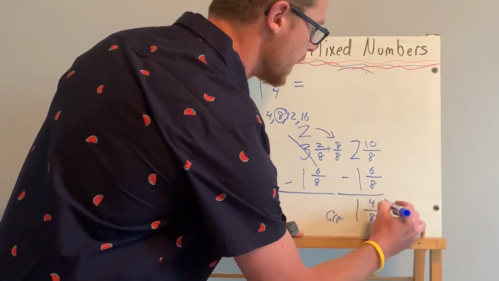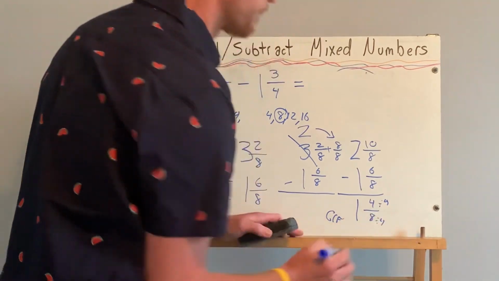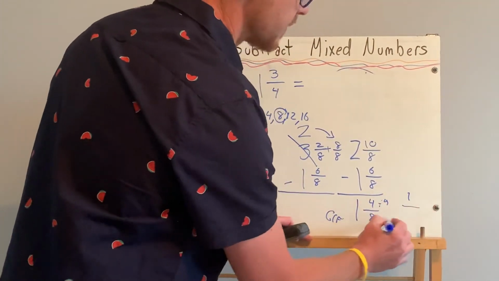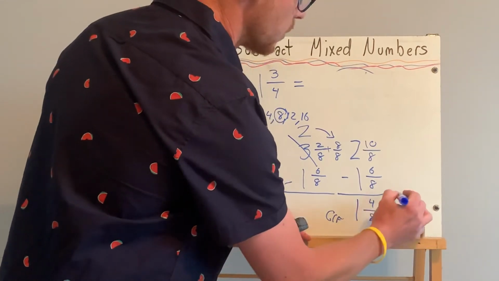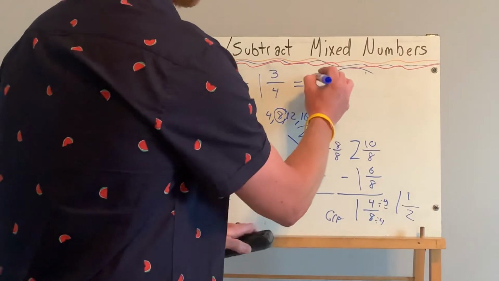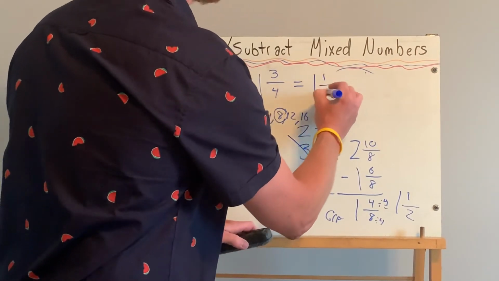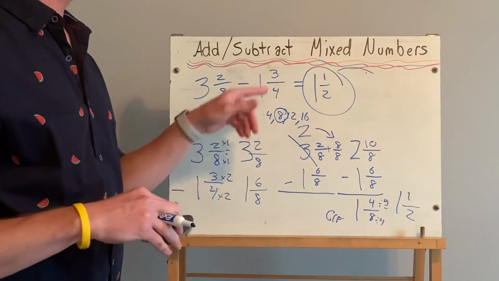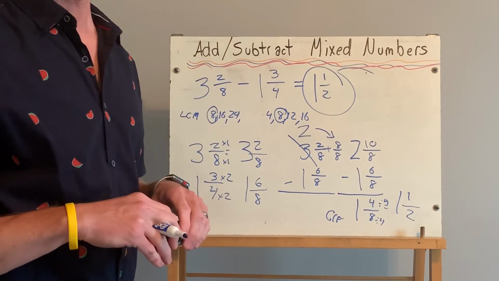So I'm going to use that to simplify. 4 divided by 4, well, that's 1. 8 divided by 4 is 2. And our whole number's got to come over as well. So our answer is 1 and 1/2. So to my original equation, 3 and 2/8 minus 1 and 3/4 equals 1 and 1/2.